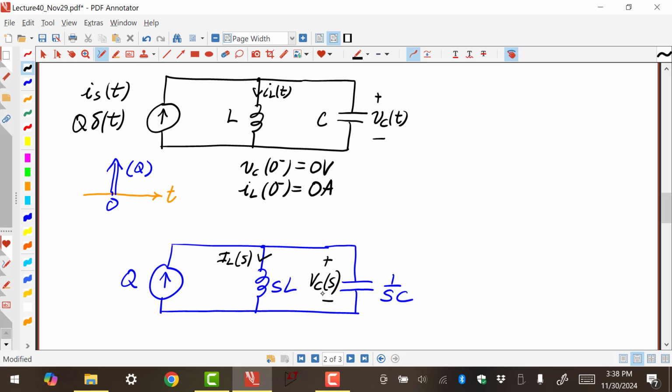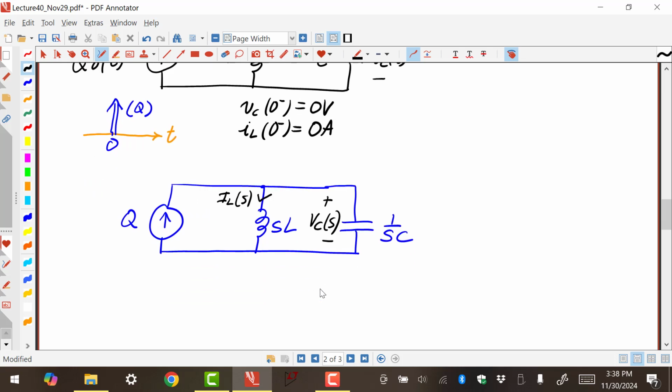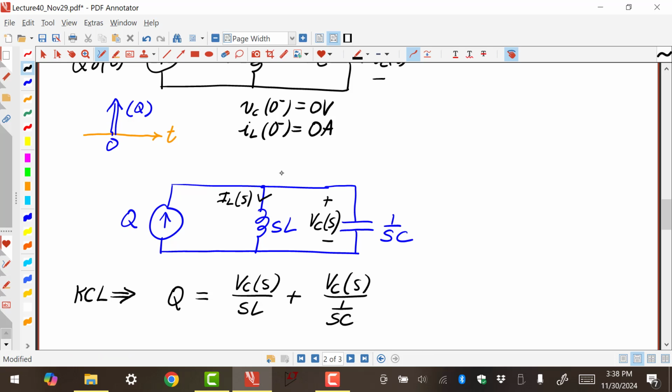How do we do that? There are many ways you can do it, but I would just write a KCL equation, because I know that VC of S is the voltage across both the inductor and the capacitor. So you could say, for example, that current coming in is Q and current leaving is what? Well, there's VC of S over SL plus VC of S over 1 over SC. So this is a KCL equation written at the top node right here.